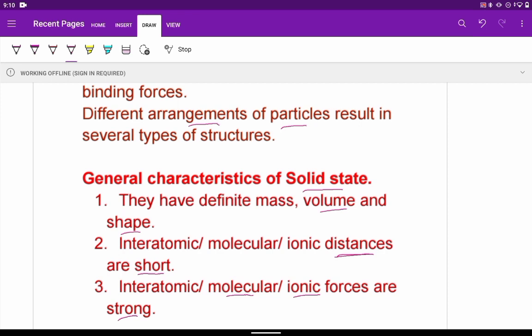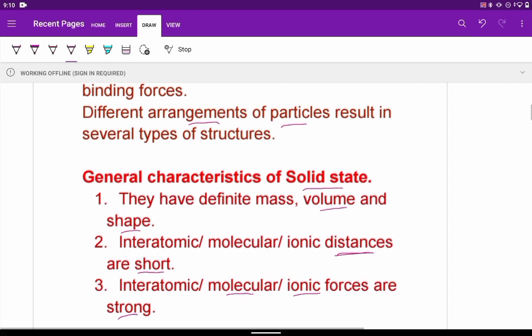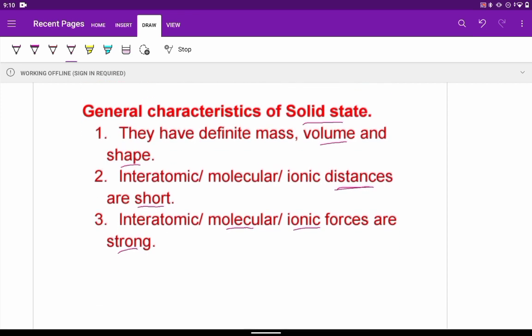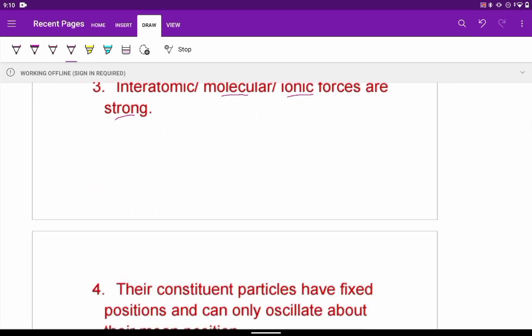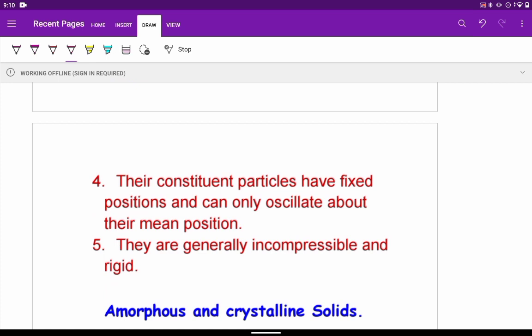Whereas the forces between the particles, whether interatomic, intermolecular or interionic, are very strong. Since they are strong, the particles are held together tightly in their own place. Their constituent particles have fixed positions because of the strong intermolecular or interparticle force of attraction. They do not leave their positions. The particles can only oscillate about their mean positions. Only oscillation, to and fro motion, is possible about their mean position.